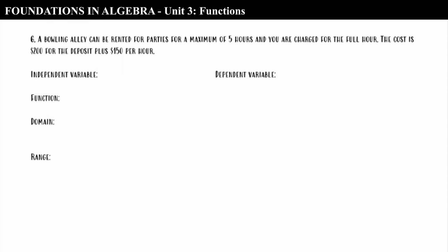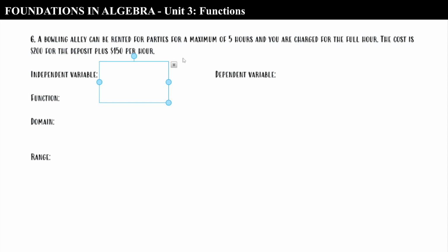All right, finally, for example 6, we have a bowling alley, and it can be rented for parties for a maximum of 5 hours, and you are charged for the full hour. So here, because we are charged for the full hour, it is going to be a discrete function. Okay, if we go into the next hour, we're getting charged for that full hour. The cost is $200 for the deposit plus $150 per hour.